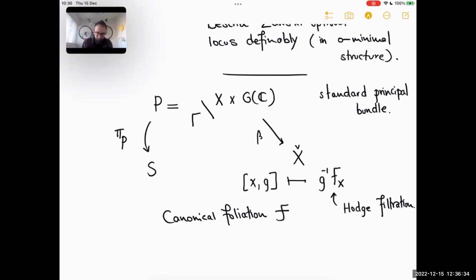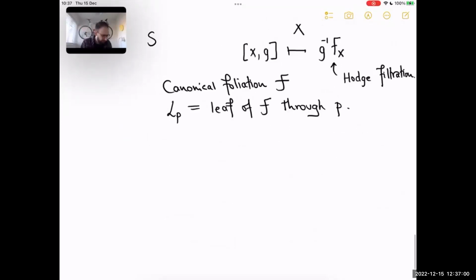The leaves of which are of dimension equal to the dimension of X, and there's a unique leaf through each point P, and I denote that by curly L_P. So this is the main tool. I need another sort of bookkeeping device, which will be a certain Chow variety.